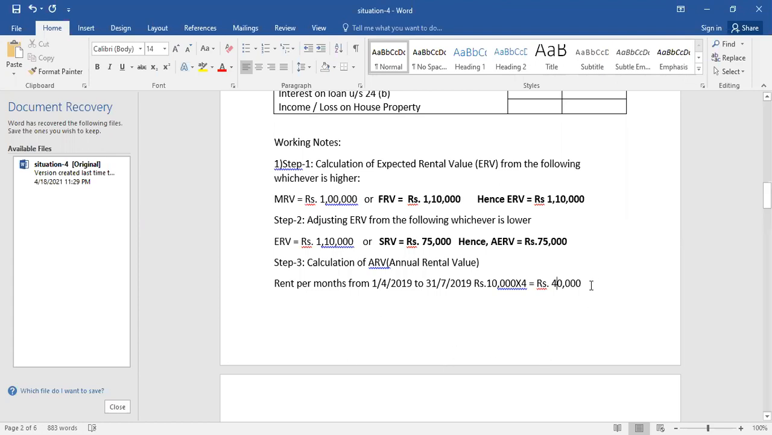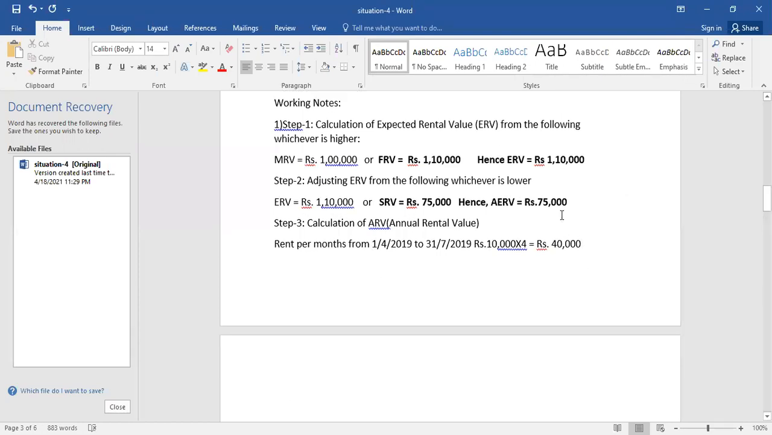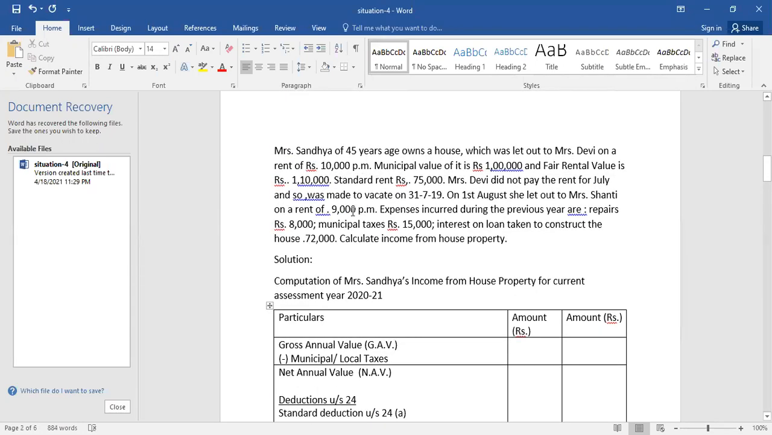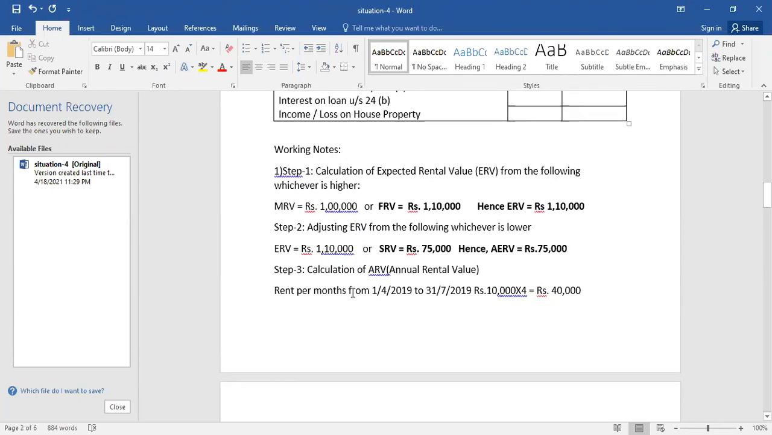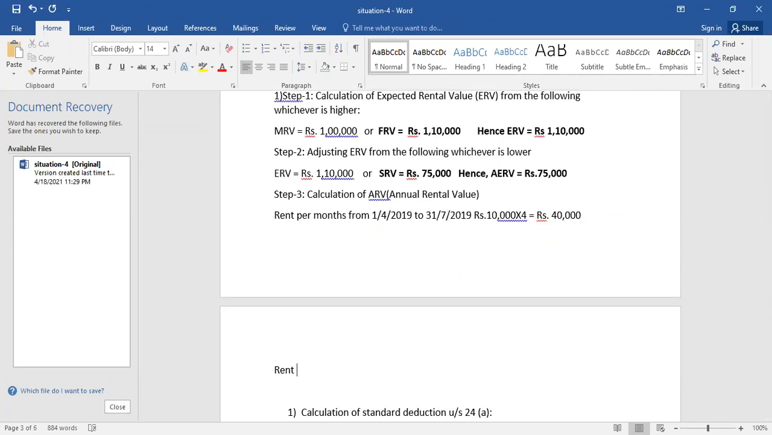And there is also rent which we have to calculate for the remaining period, for which we gave it on the basis of 9,000 rupees per month, correct? From 1st August, we gave it on a rent of 9,000 rupees per month. So the rent per month from 1st August 2019 to 31st March 2020, how many months is it becoming? Is it 8 months? Guys, are you with me?